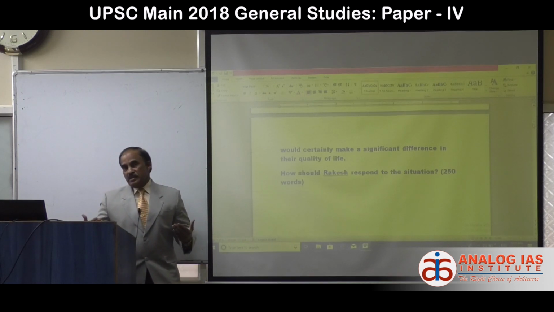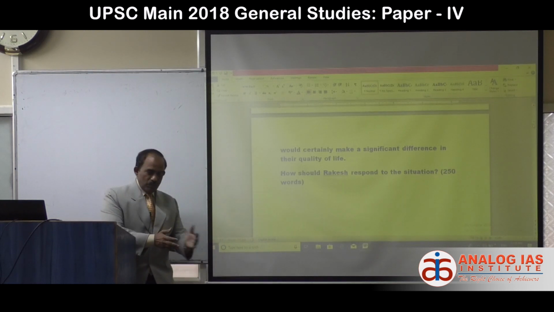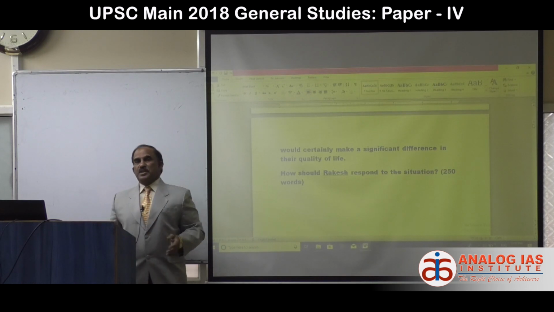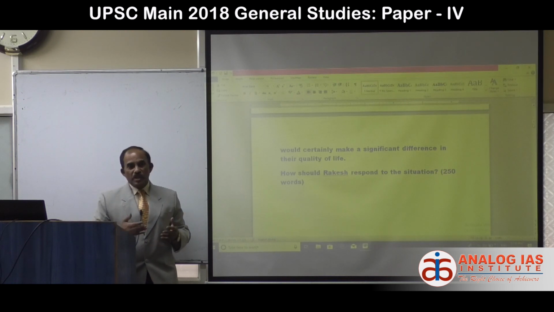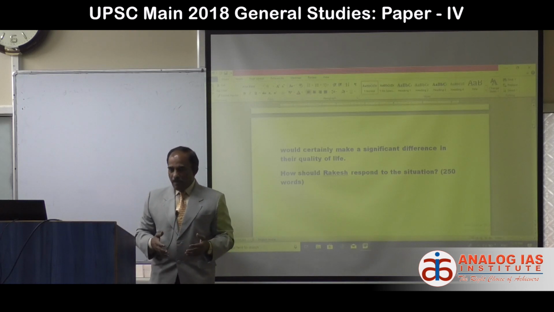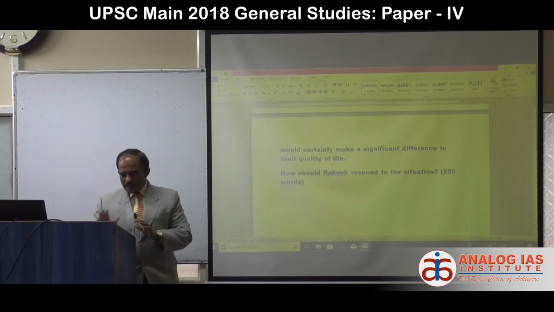Here, the man can leave this couple stating that they don't fit into the scheme, but that is not the aim of administration. An administrator should be a compassionate person. He must have the empathy towards the people. So, this is related to the foundational values and especially empathy and compassion.